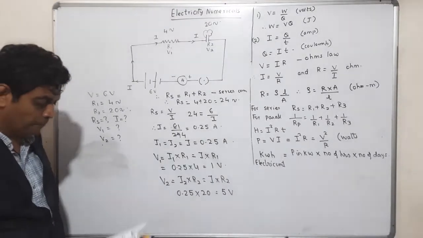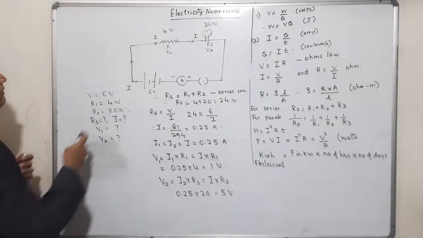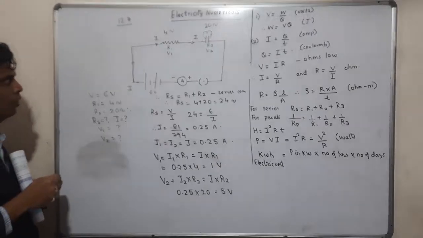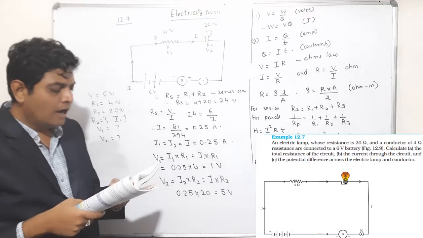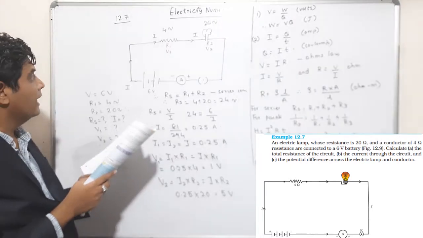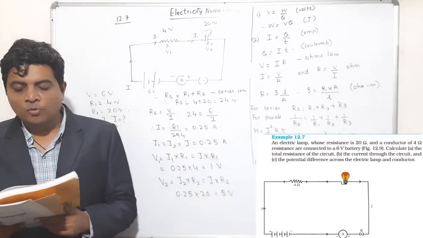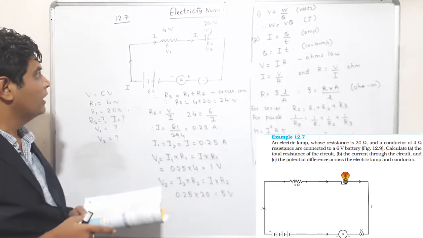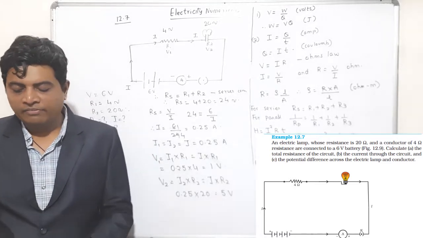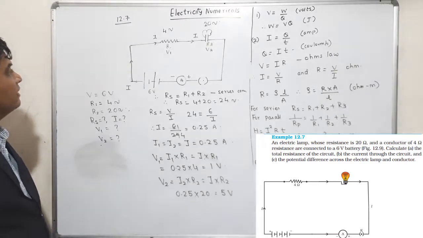Now let us solve example 12.7. This is your solved example 12.7. What is given? An electrical lamp whose resistance is 20 ohms and a conductor of 4 ohms are connected to a 6-volt battery. Calculate the total resistance of the circuit, the current through the circuit, and the potential difference across the lamp and the conductor. So now what is given?